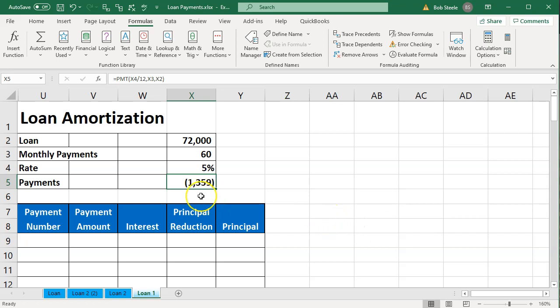Now, I like to see it as a positive number, so what I typically do is I just double click on the cell, and I put a negative in front of the P, which basically just says, hey, take that number and flip it, make it a positive number, please. So we're going to put a negative in front of the P, and there we have it.